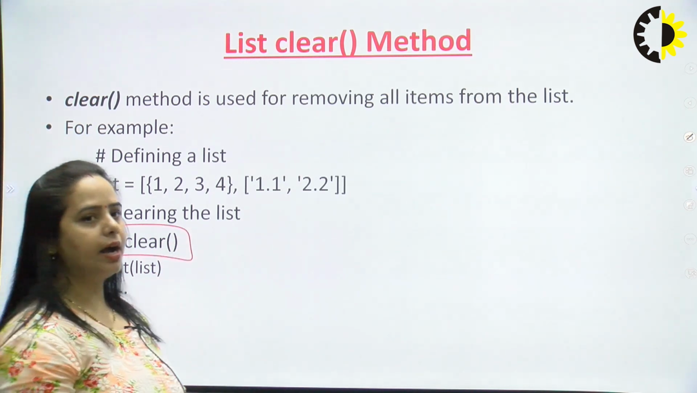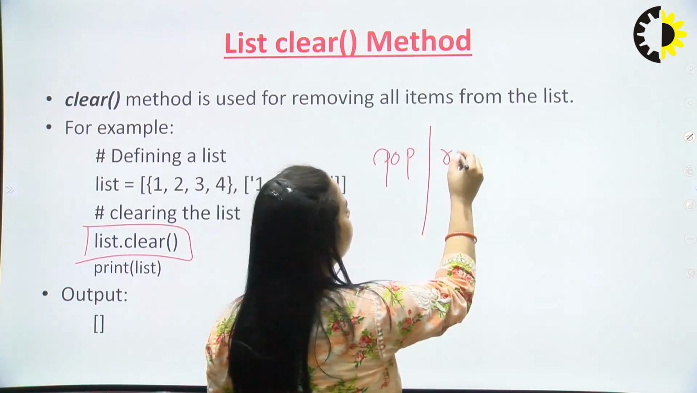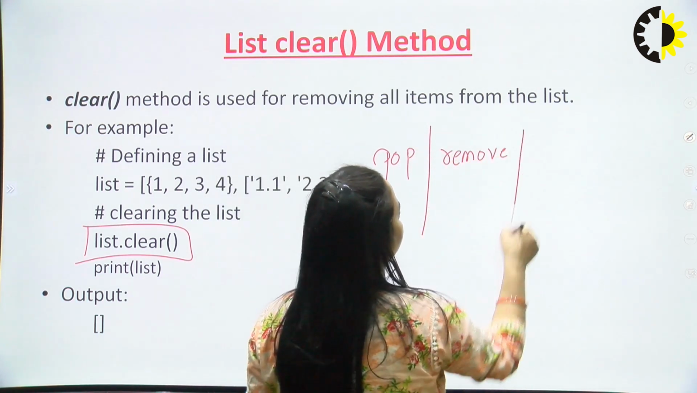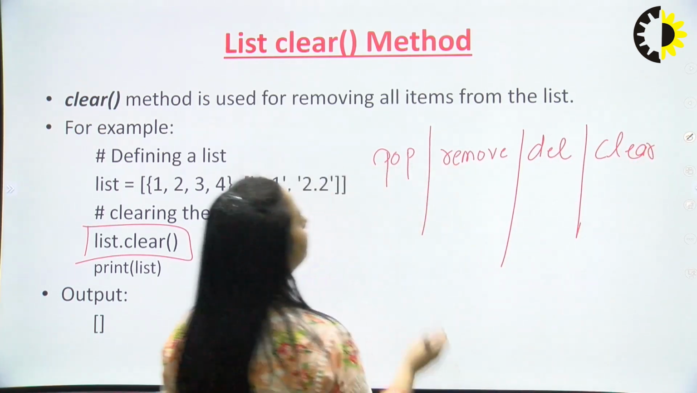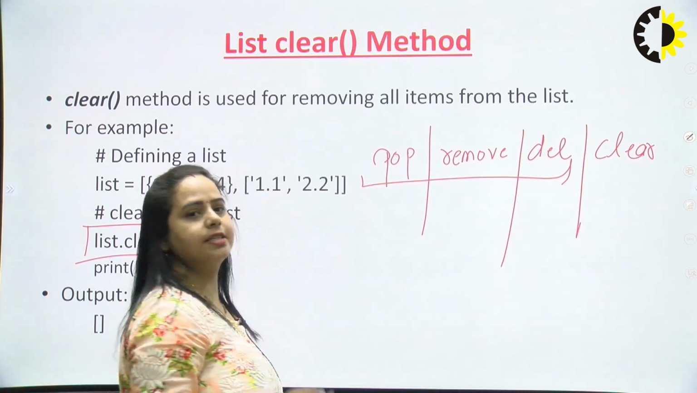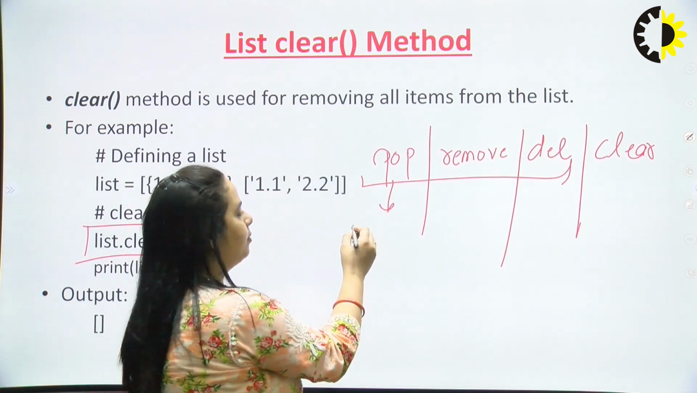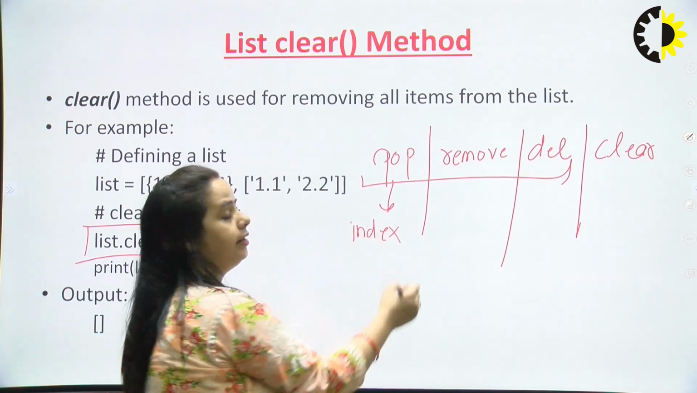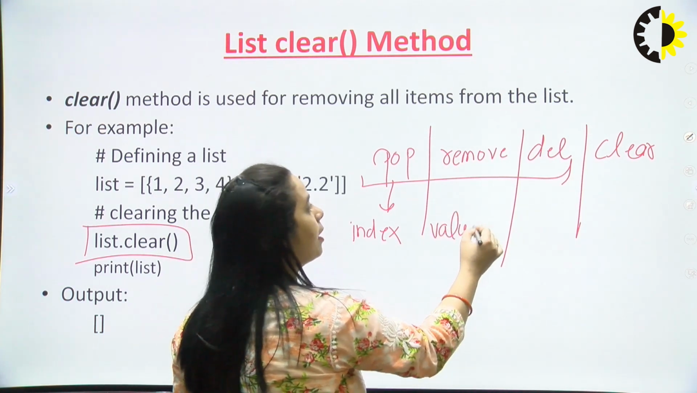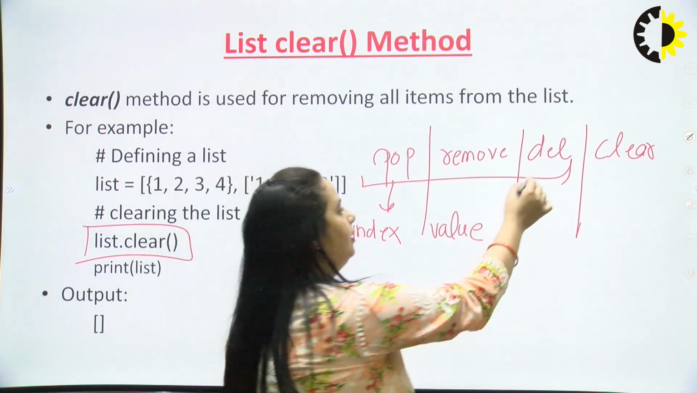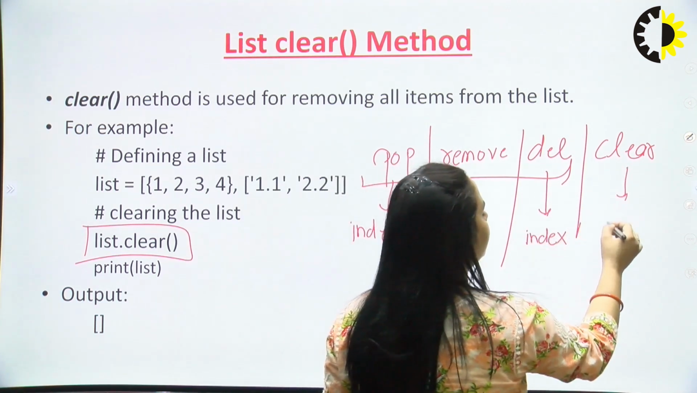Now, till now I have covered 4 methods for deleting an element: pop, remove, del and clear. The first 3 are used to delete a single element at a time. Pop deletes the element on the basis of its index. Remove deletes the element based on its value. And del deletes on the basis of index. Clear deletes the whole list.